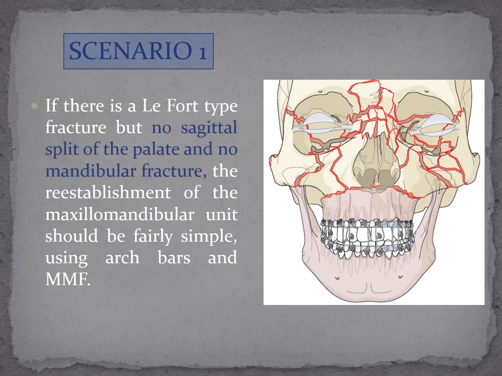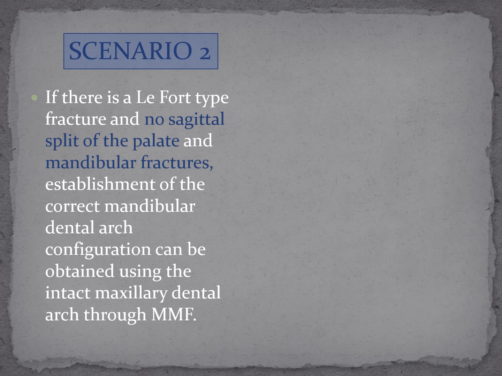In scenario one, what we see is that there is a fracture of a typical leaflet type, but there is no sagittal split of the palate and there is no mandibular fracture in these kind of panfacial traumas. So what we can do is we will establish the maxillomandibular unit, which is fairly simple because we use the mandible as a guide as well as the maxilla. The teeth fit nicely with each other, and then we proceed with the further treatment from inferior to superior. Now, what would be a second scenario?